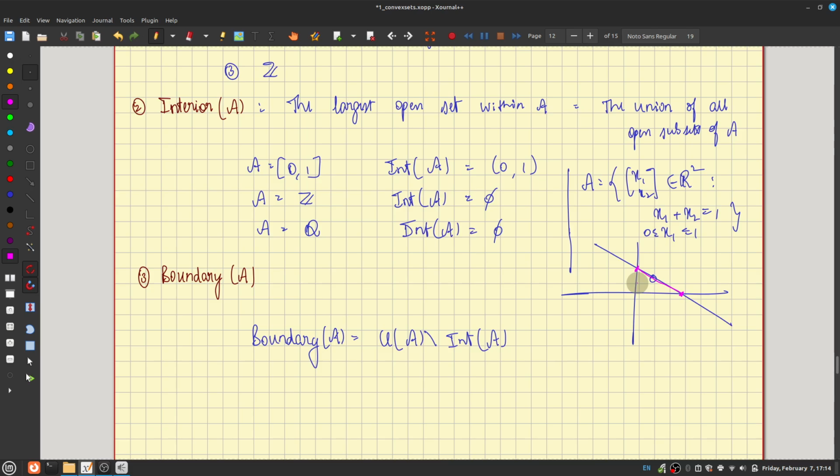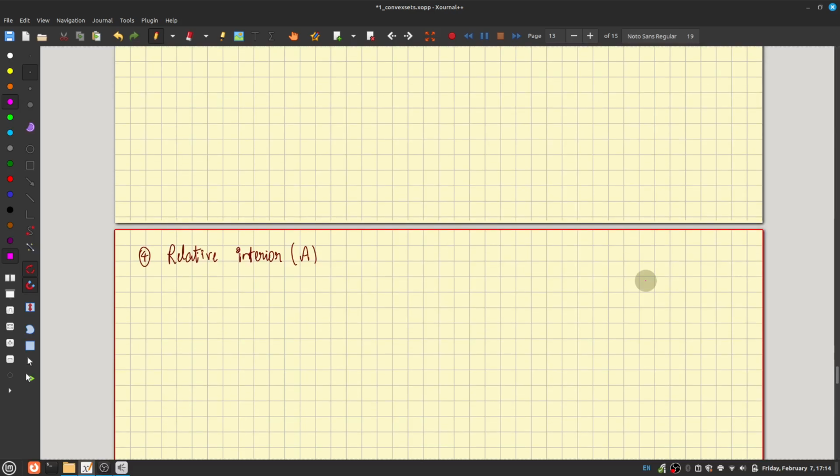My boundaries would be the endpoints. Agreed. So intuitively, when I say this particular line segment, you would say that these 2 points are the boundary points of this set, and everything that is strictly between these 2 endpoints of the line segment should be kind of the interior, right? So that's why we are going to define what I call the relative interior of A.